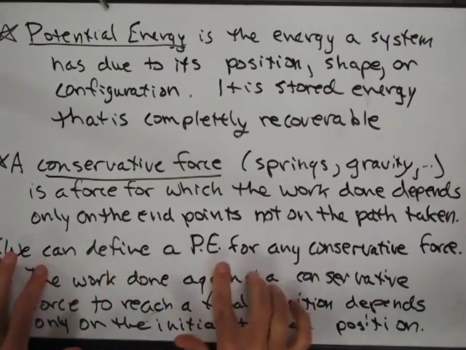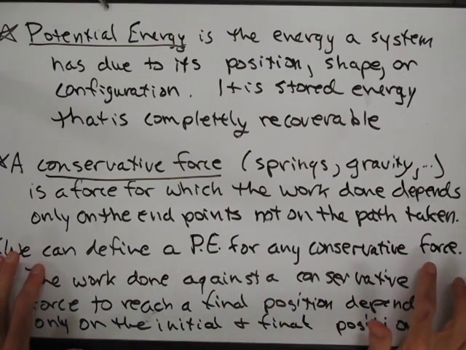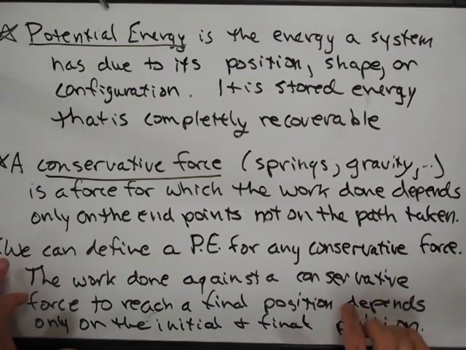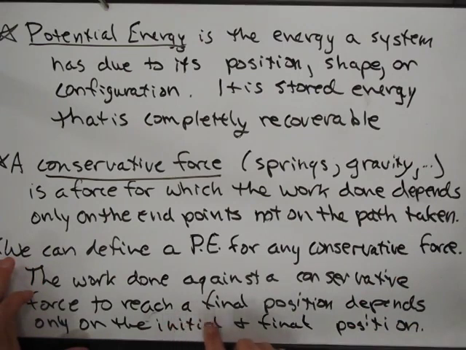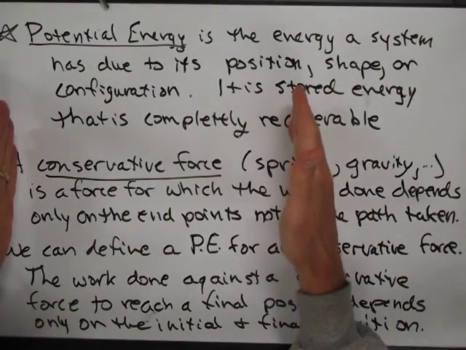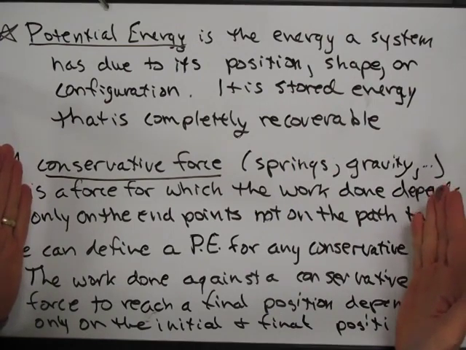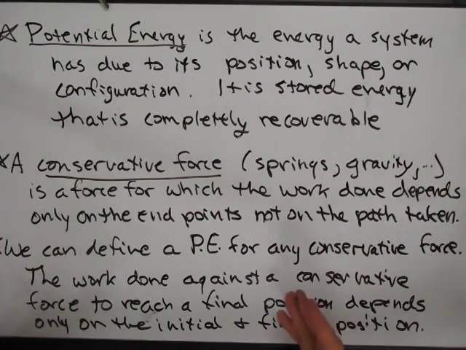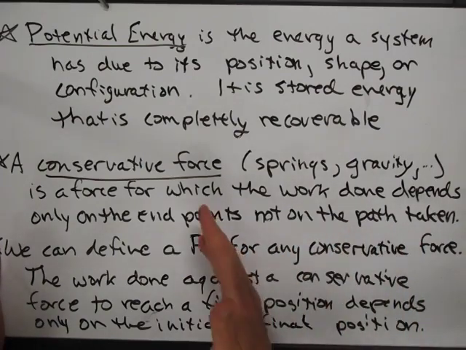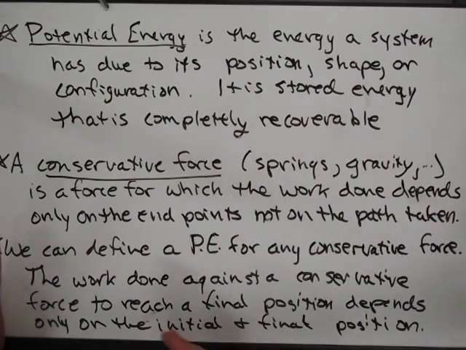So we can define a potential energy for any conservative force. We already did it for gravity. We said for gravity, the potential energy is mgh. The work done against a conservative force to reach a final position depends only on the initial and final position. So next we're going to do potential energy for a spring. We just did the formula for potential energy for gravity, m times g times h. Another conservative force is the force due to a spring, and we already gave a formula for that. It was some constant times the change in length of the spring. But now we're going to write that as a potential energy.